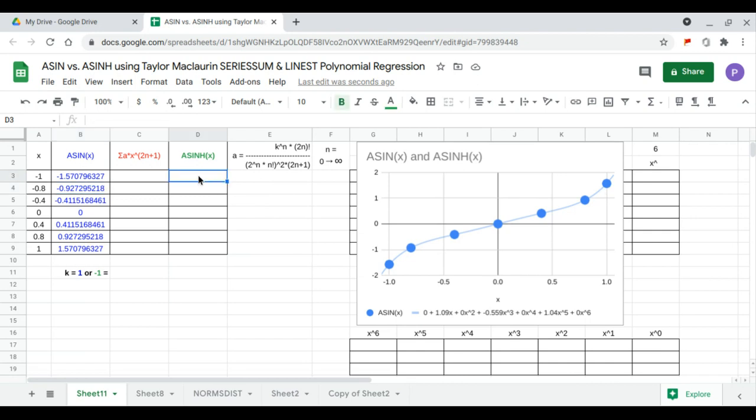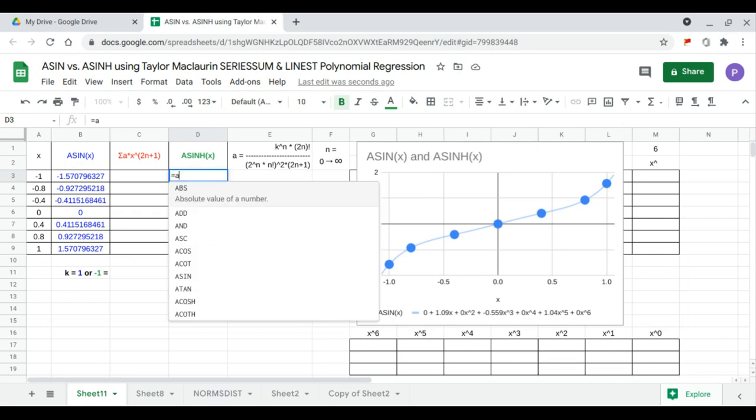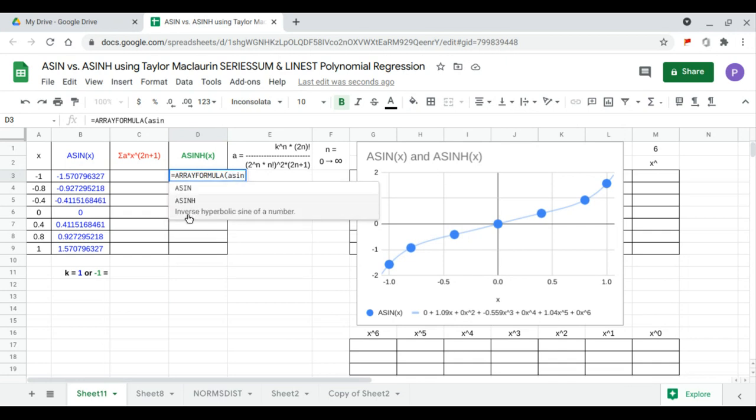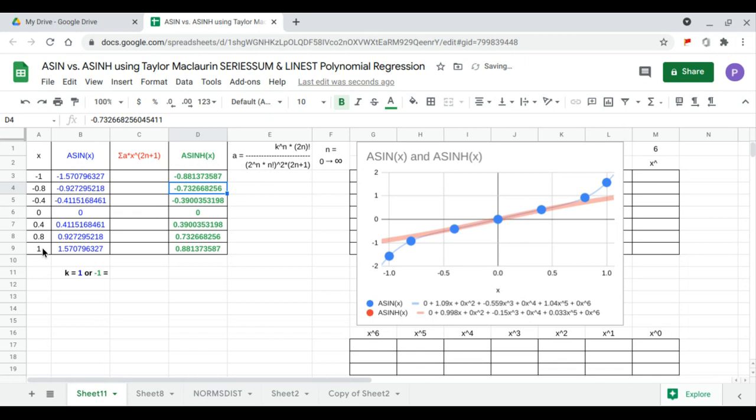We continue with the inverse hyperbolic sine, which is equal to our formula, inverse hyperbolic sine of the x values. And here we have the trend line of the inverse hyperbolic sine and the trend line equation as well, also the polynomial. We generate the Taylor-Maclaurin series sum expansion to approximate both.